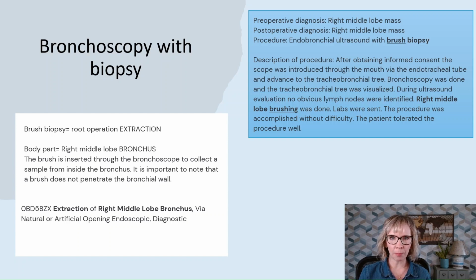For this example, the correct root operation is extraction because they performed a brush biopsy, which uses a brush to pull or strip out tissue cells, meeting the definition of root operation extraction. And the body part is right middle lobe bronchus because these types of samples are taken from within the bronchus.